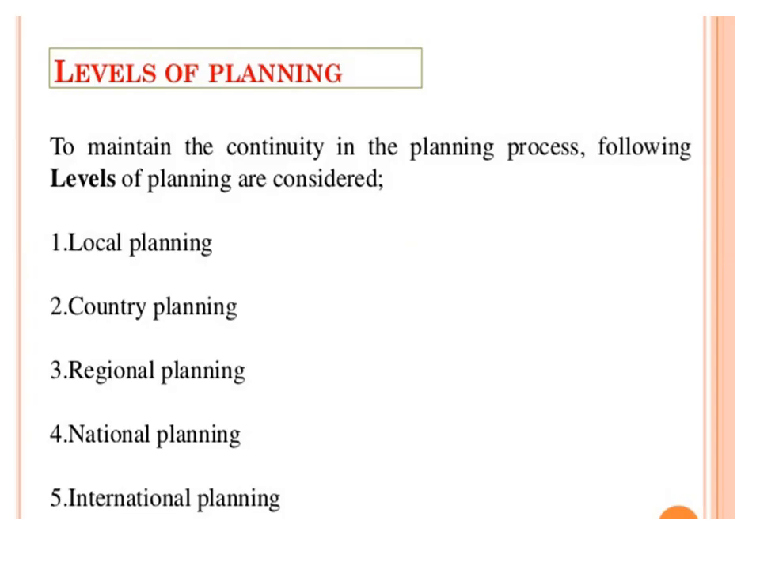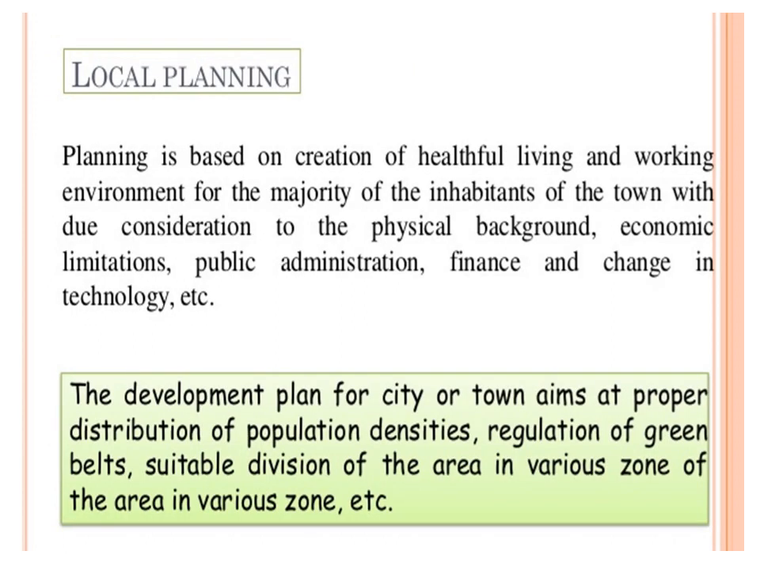Then levels of planning. To maintain the continuity in the planning process, the following levels of planning are considered. First is local planning, second is country planning, third is regional planning, fourth is national planning, and fifth is international planning. So in this slide we are going to see the local planning. It is a planning based on creation of healthful living and working environment for the majority of the inhabitants of the town, with due consideration to the physical background, economic limitations, public administration, finance and change in technology.